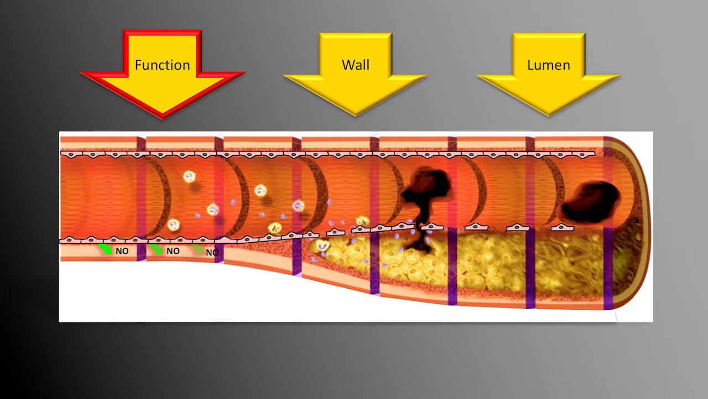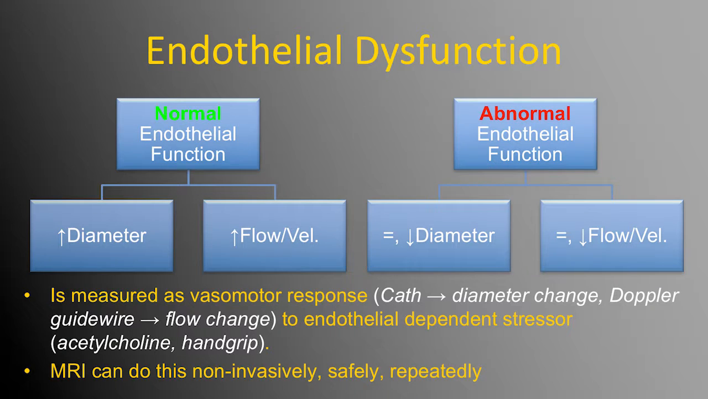This has been shown to be related to later events on the one hand, and on the other hand, this has mostly been done with X-ray angiography and injection of acetylcholine, so quite an invasive technique which cannot be done in healthy volunteers, for instance. So what happens with the endothelium if the function is normal and you provide stress, then the diameter of the vessels goes up and the flow goes up. In abnormal endothelial function in patients, there is a failure for the diameter to change, and there is a failure for the flow to increase or for the velocity of the flow to increase.